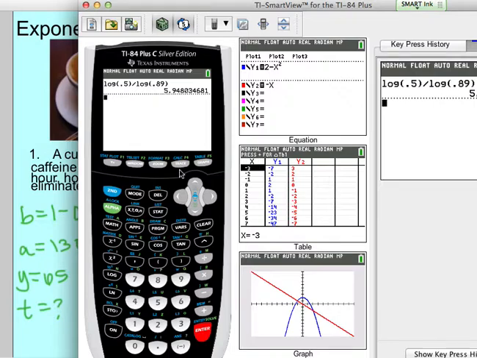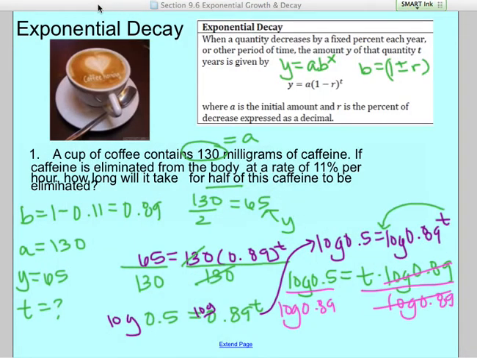There is my time. My time is approximately 5.948 years. Or not years, what are we using for time? Hour. So it's a number of hours. So t is approximately 5.948, and it's labeled in hours. So hours.